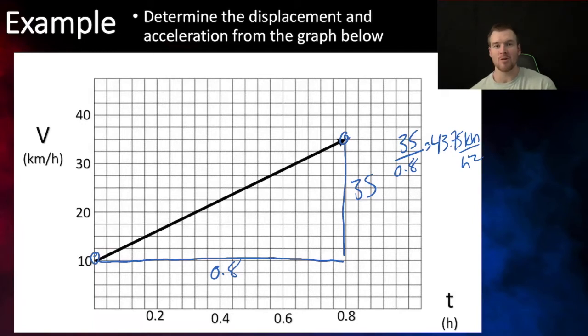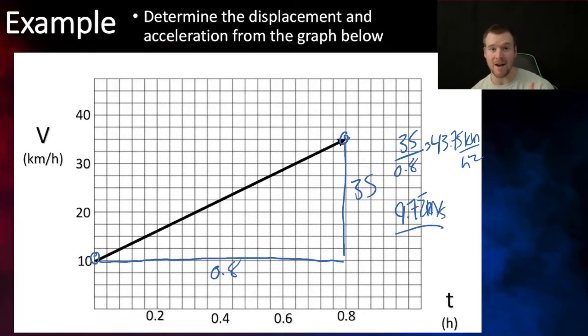Because we're looking at a different unit now, it's actually not just divided by 3.6. We have to do that to our kilometers per hour first. So maybe let's do that. 35 divided by 3.6 gives us 9.72 repeating for our meters per second.